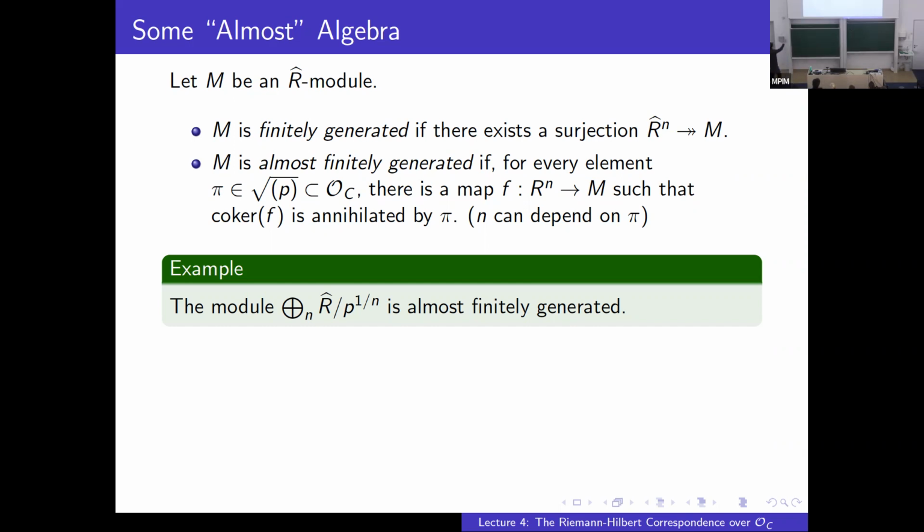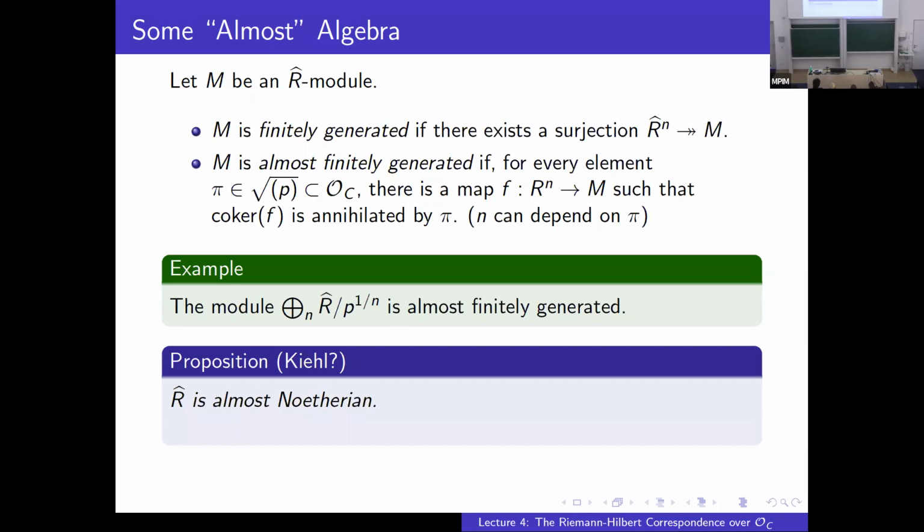And now, proposition: this ring R hat is almost Noetherian in the sense that every ideal in R hat is almost finitely generated. I learned this recently from the thesis of Bogdan Zavyalov. And I was surprised that I didn't see this in Gabber and Ramero. But he said that the argument is essentially due to Kiehl in a different language.